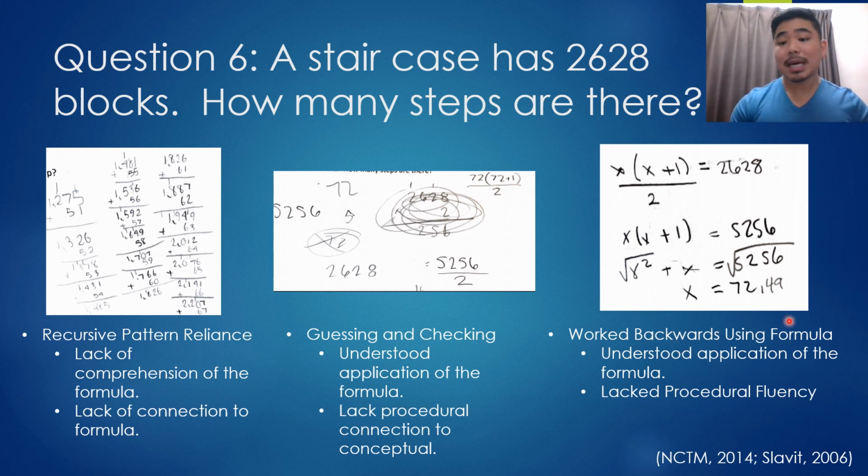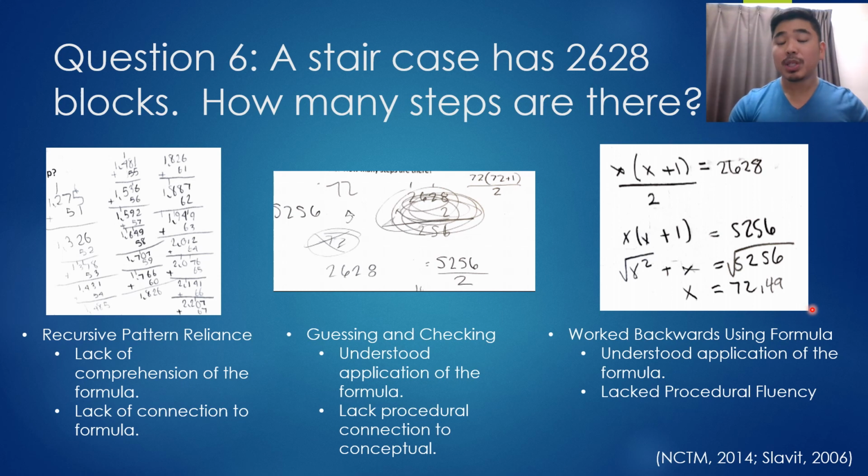So the students that did recognize that decided to work backwards and set their equation up that found the total area or the total squares of blocks and set it equal to 2,628. However, when they went to work backwards, they multiplied both sides by 2 to get 5,256, but they were unsure how to actually go about solving this. And many of my students did not know how to factor this.